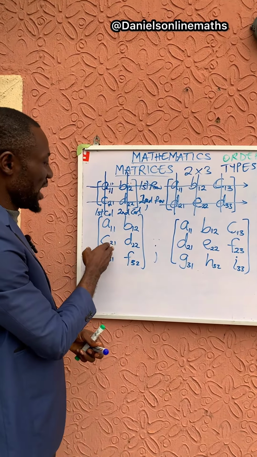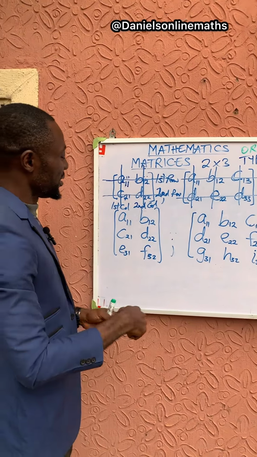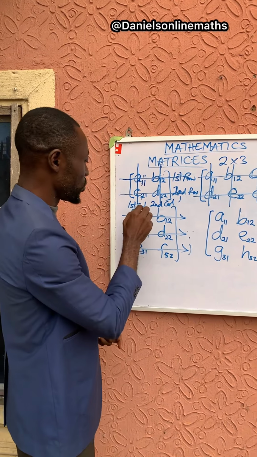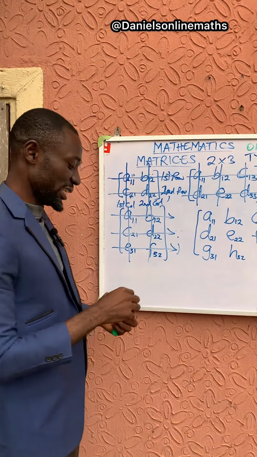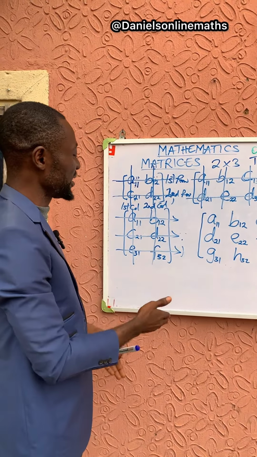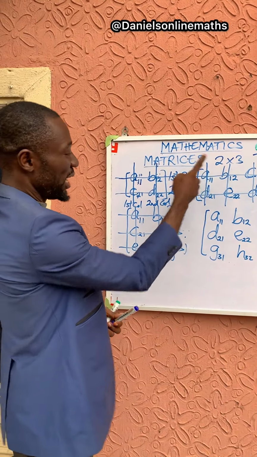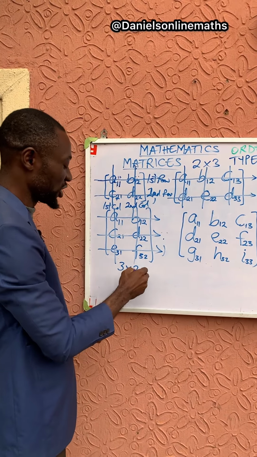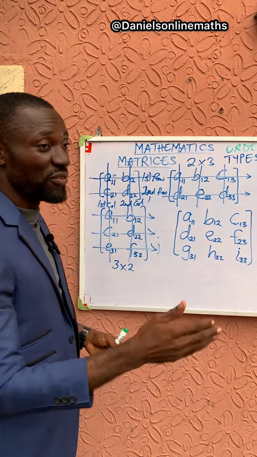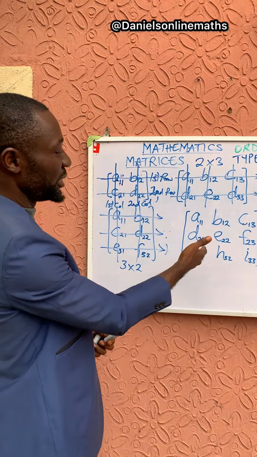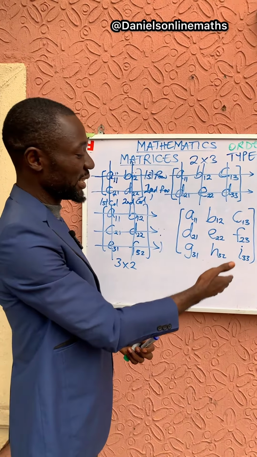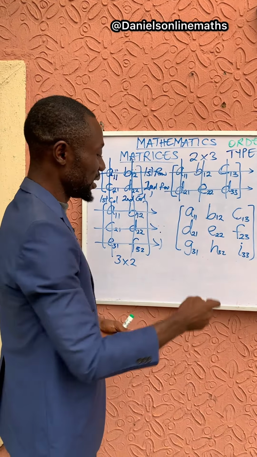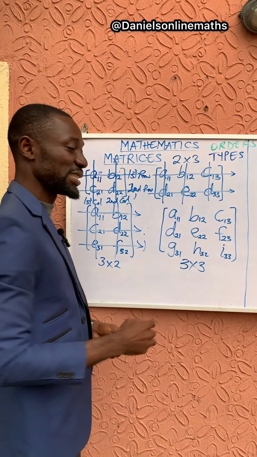Then here, we have this order of 3 rows and 2 columns. So in this case, we can say the order of this matrix is a 3 by 2 matrix. While this one is 2 by 3, this one is 3 by 2. So we first of all mention the number of the rows before the number of the columns. It then means that this one here is a 3 by 3 matrix because it has the same number of rows and the same number of columns. So we call it a 3 by 3 matrix.